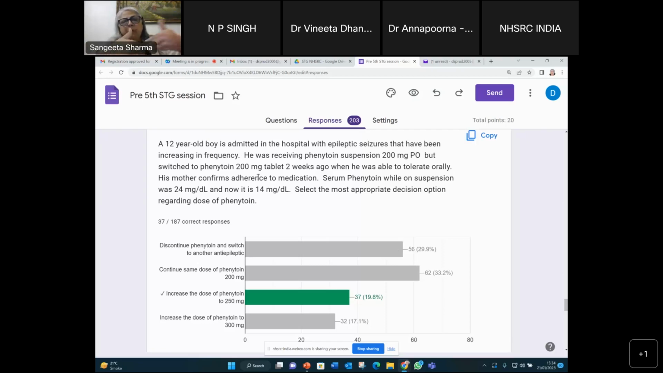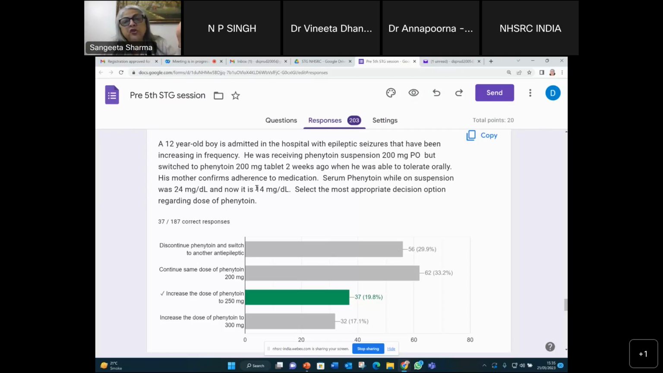Recently, just because the boy was now able to take tablets orally, he was switched from phenytoin suspension to oral tablets. But as a result of this switch from suspension to the tablet dosage form, the epileptic seizures returned. And this was corroborated by the serum phenytoin levels. Earlier it was 24. Normal therapeutic range is 10 to 20, and 24 was okay. But now with this switch from suspension to tablet, the levels dropped.